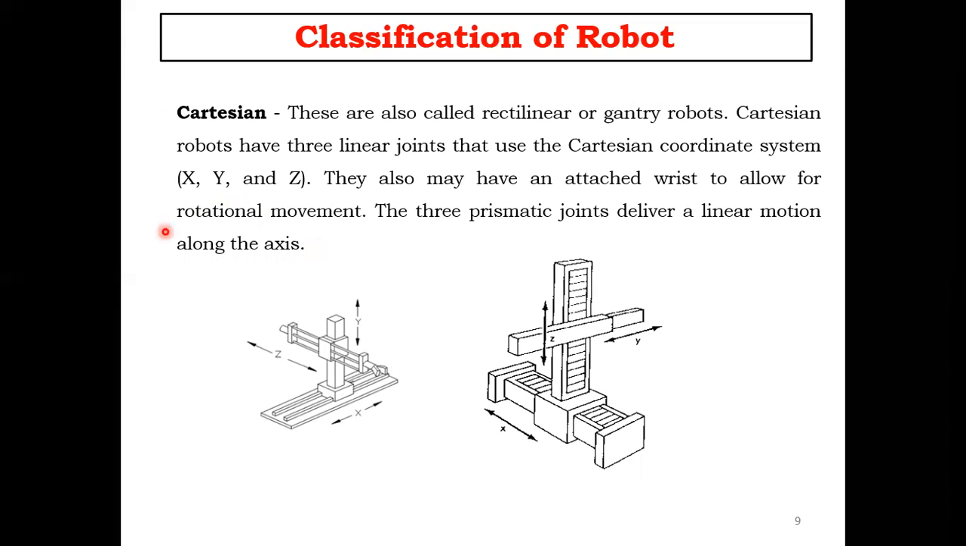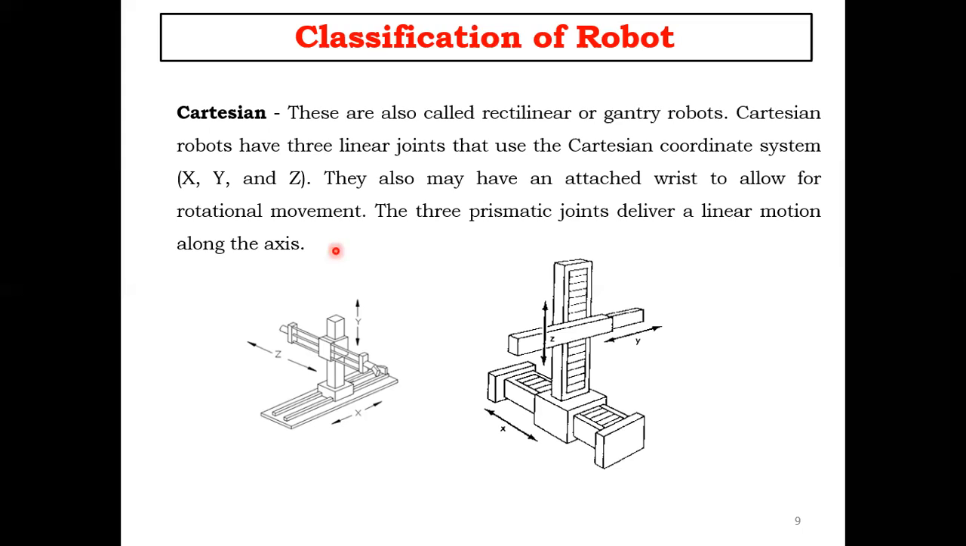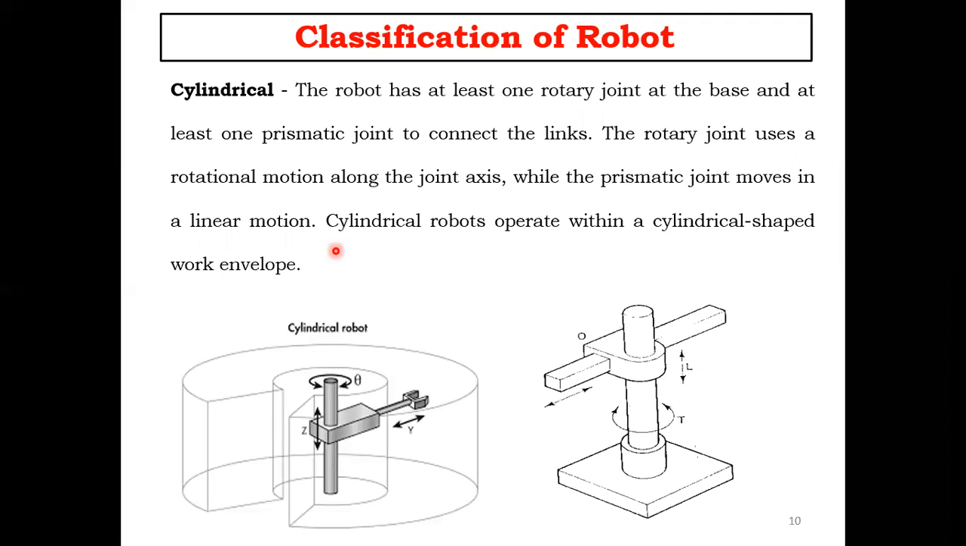All the joints are rotary joints. Here in Cartesian, all the joints are linear, that is prismatic joints, X and Y and Z like that. Okay. Next is cylindrical robot. Cylindrical robots work in a cylindrical workspace.